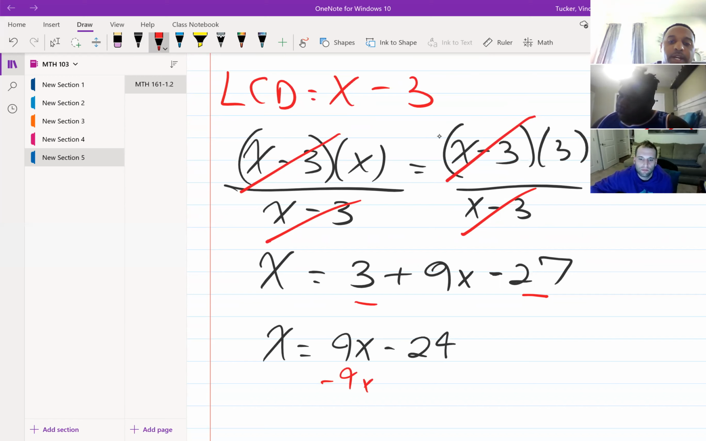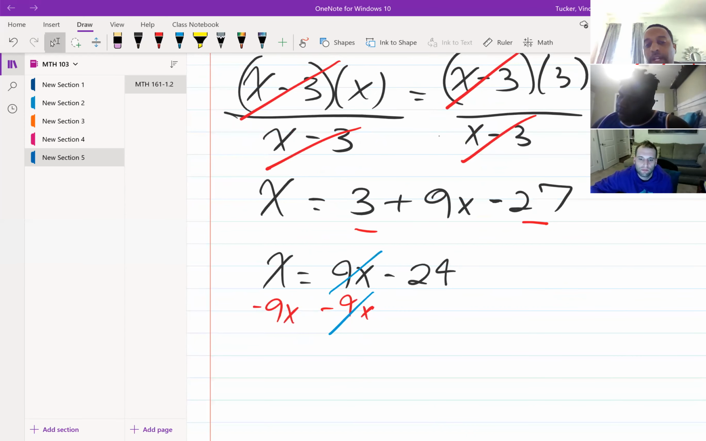Subtract 9x from both sides, because now our goal should be to get all of my x terms to one side of the equation. So I'm subtracting 9x from both sides. That will give me negative 8x equal to negative 24.